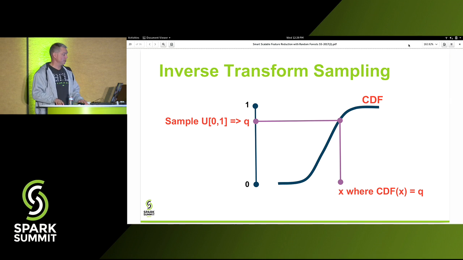And that sounds fancy, but all you really do is pick a random number from the uniform distribution on 0 to 1, and then you figure out the value of x in the feature space such that the CDF of x is equal to that random variable. You can do this in logarithmic time. It's very fast. So with this data structure, I actually have a way to synthetically generate feature values from the original distribution of my data.